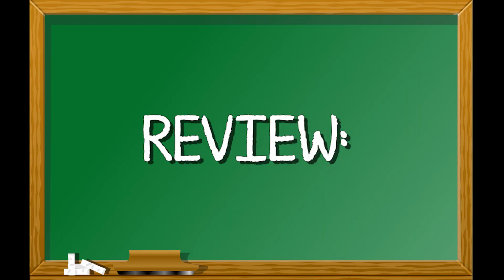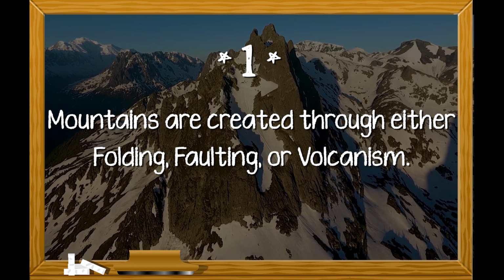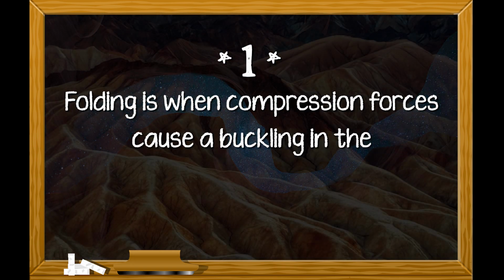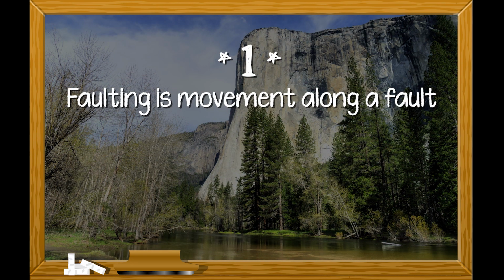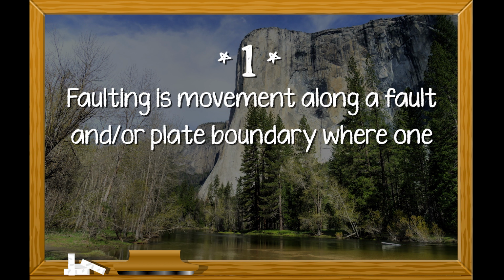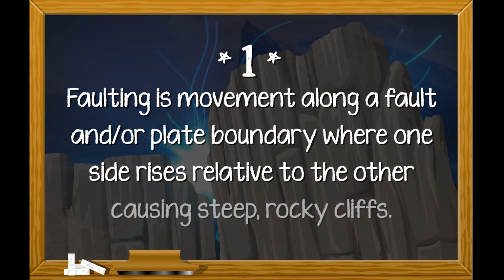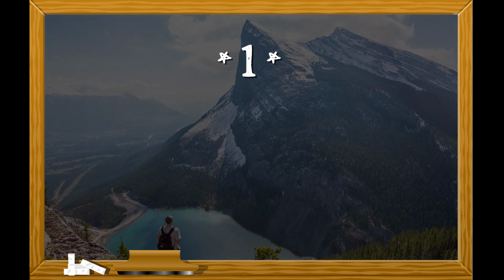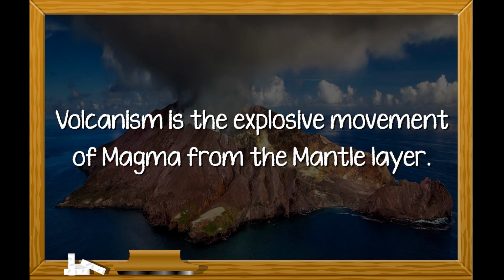So let's review what we have just learned. First, mountains are created through either folding, faulting, or volcanism. Folding is when compression forces cause a buckling in the Earth's surface. Faulting is movement along a fault and/or plate boundary where one side rises relative to the other, causing steep, rocky cliffs. Volcanism is the explosive movement of magma from the mantle layer.